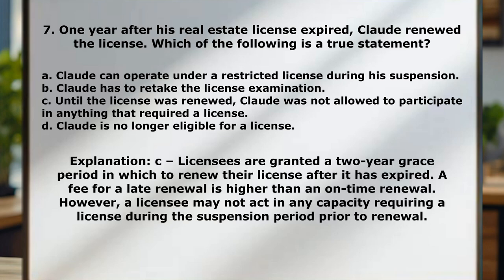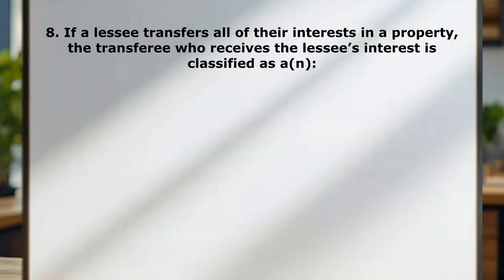Okay, so let's just go over this. If your license is expired, that means you don't have an active license. So you are not allowed to participate in anything that requires a license. The answer is C. Until the license was renewed, Claude was not allowed to participate in anything that required a license.